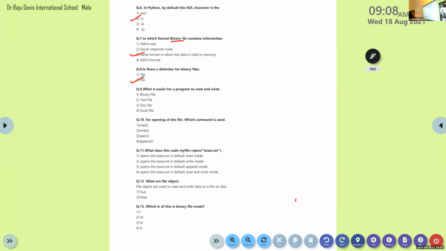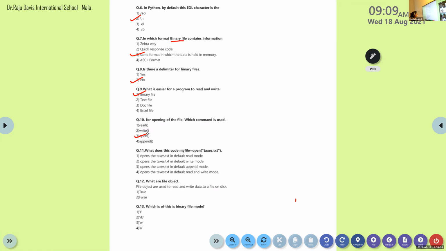What is easier for a program to read and write? Which type of file? Binary. Tenth one, for opening of the file, which command is used? Which command is used? Tenth one. Open. Very good.